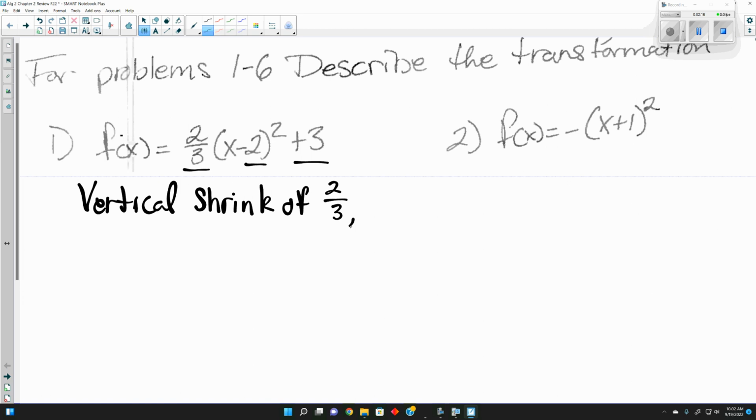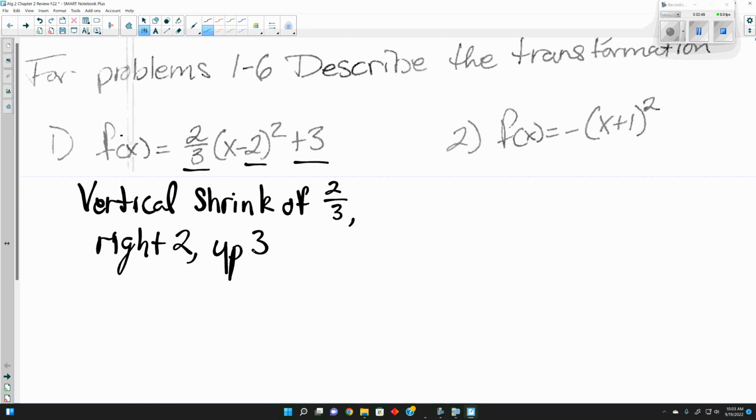Now, the -2 tells me we're going to have a movement of 2 units, which direction? To the right. Yes, inside the parentheses is the opposite of what we think. Since it's -2, we're moving to the right 2. And lastly, the +3 is up 3. And that's all we're looking for on this one. Any other questions on 1? Is there another one on 2 through 6 that we want to look at?